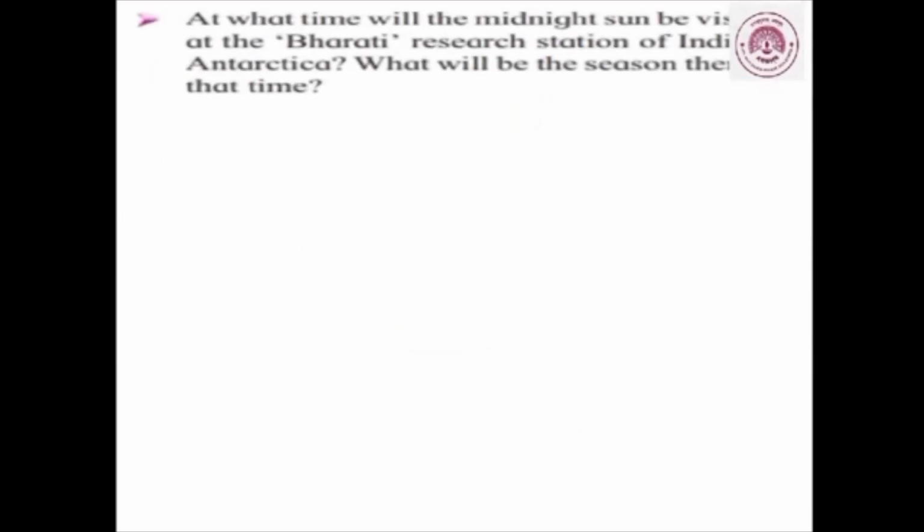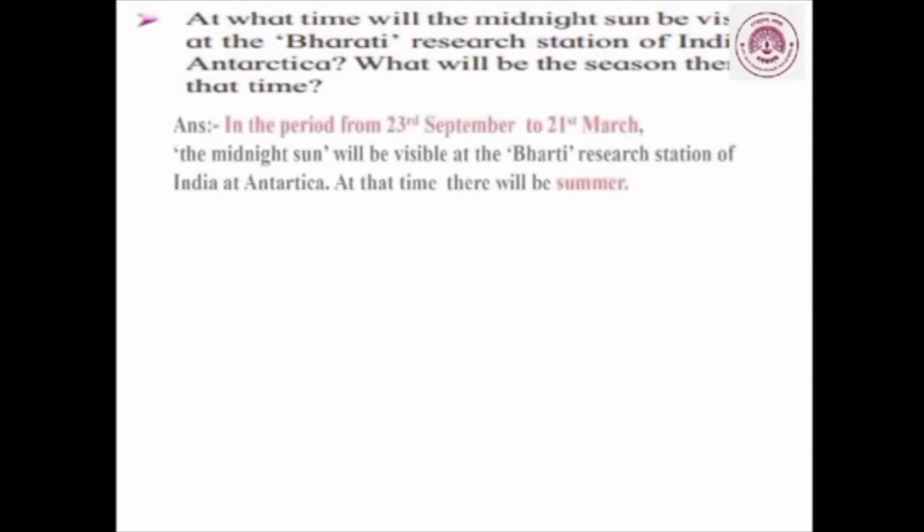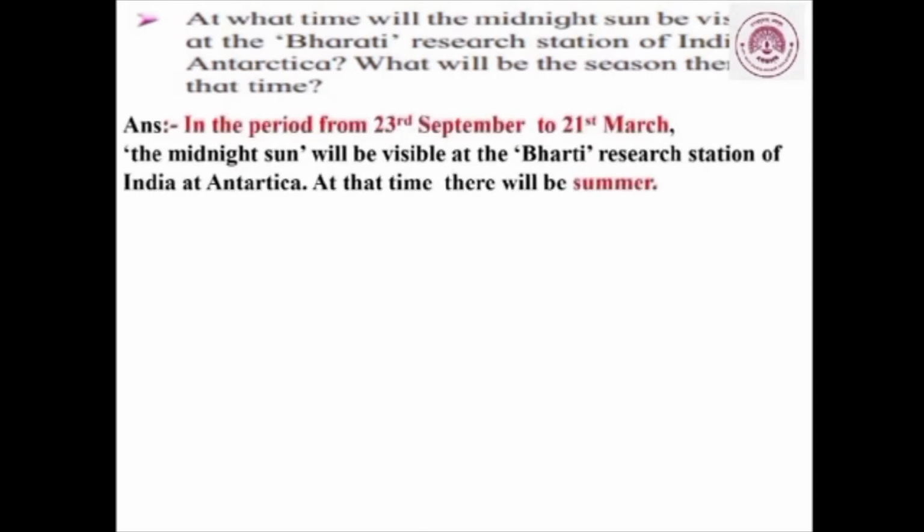At what time will the midnight sun be visible at the Bharati Research Station of India at Antarctica? What will be the season there at that time? In the period from 23rd September to 21st March, the midnight sun will be visible at the Bharati Research Station of India at Antarctica. At that time, there will be summer. Now this we have already seen in the midnight sun and the polar regions.